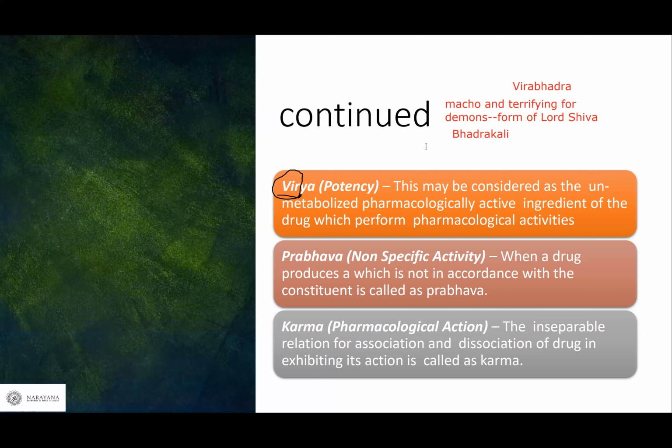Actually, Mars is personified anger. It was a very macho, terrifying form with thousands of arms. I'll see if I can get a YouTube link so you will see this is Veerabhadra. So that Veera, that potency, is something which is very small but still potent. So that is the Veera. Everybody clear what Veera is? Okay.